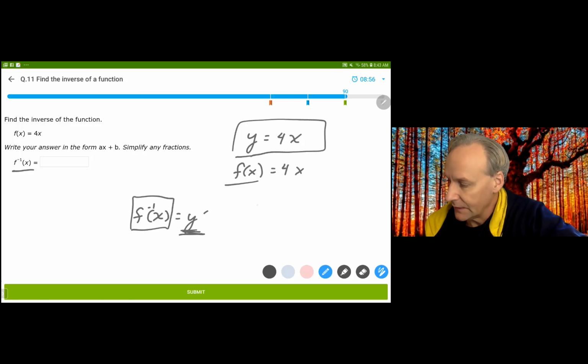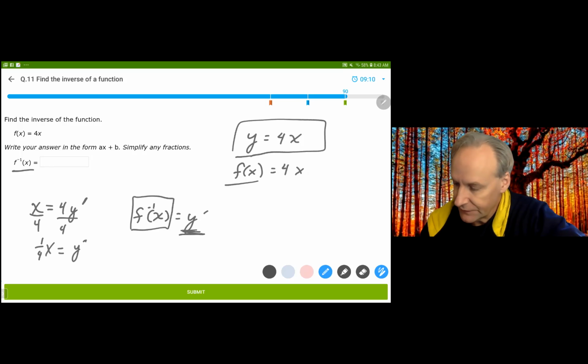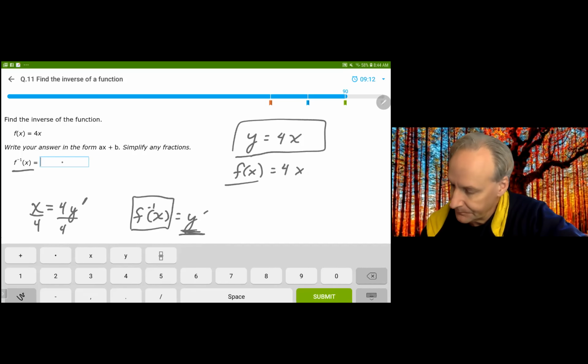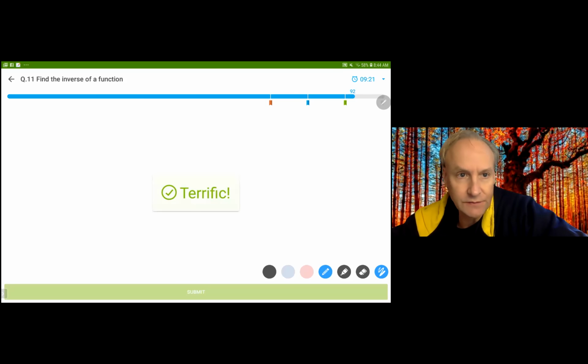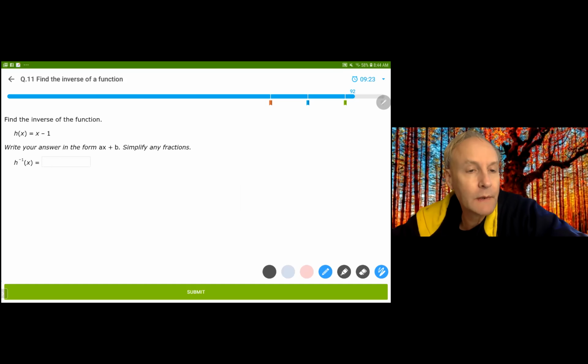So I've got, let's write x equals 4y prime. And of course, we're going to divide by our 4 on both sides. So it's x over 4 or 1/4 x. So f inverse of x is 1/4 x. I probably can get away with doing it this way, I'm going to guess. Yeah, I didn't think I had to use the fraction bar if I didn't want to.